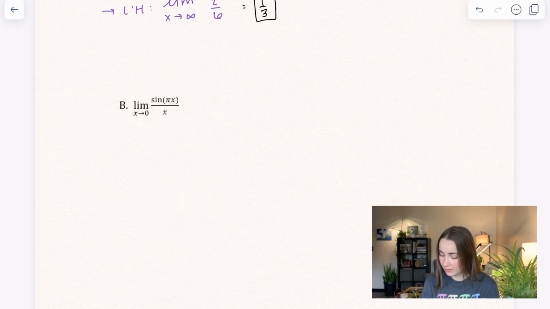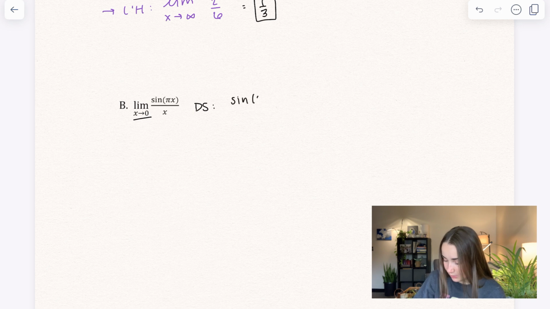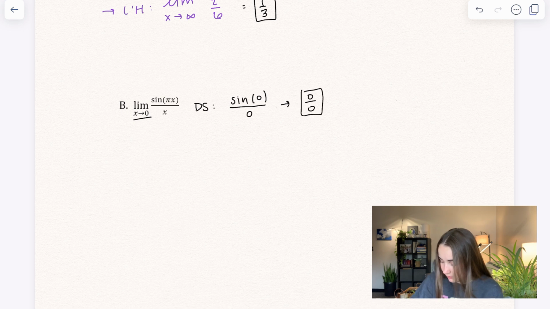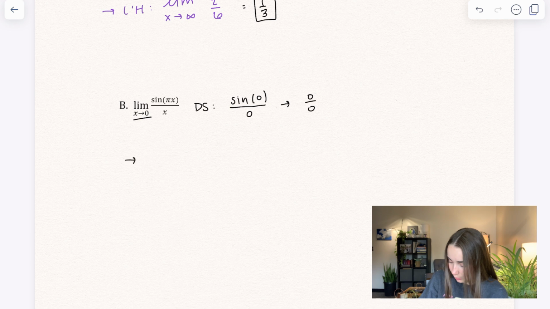Okay, so now we have the limit as x approaches 0, so we can't use the trick we just learned, which is fine because our function's a little different. But let's try direct substitution. So we get sine of pi times 0, which is sine of 0, divided by 0, which goes to 0 over 0. So this is once again indeterminate form, right? And so we can go ahead and apply L'Hopital's.